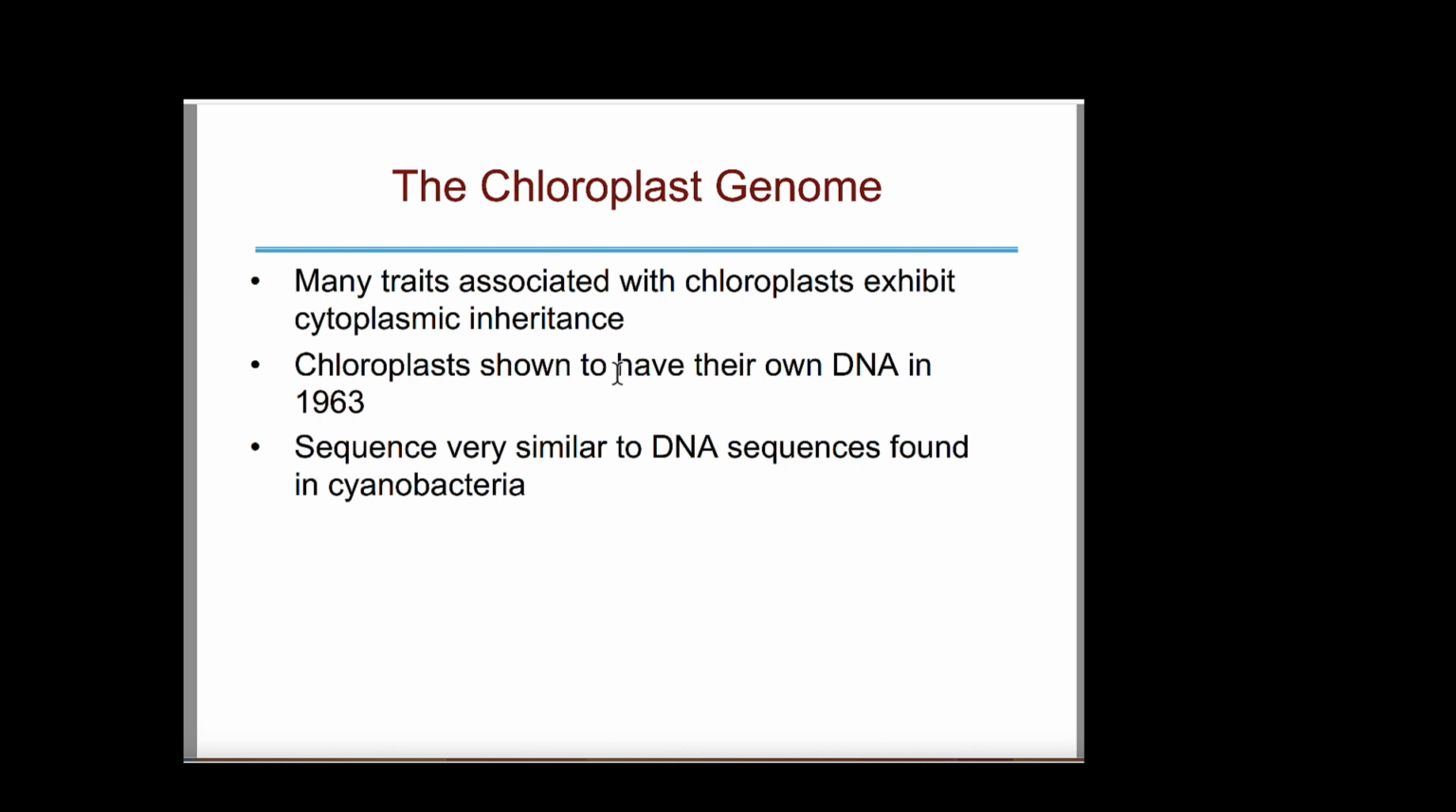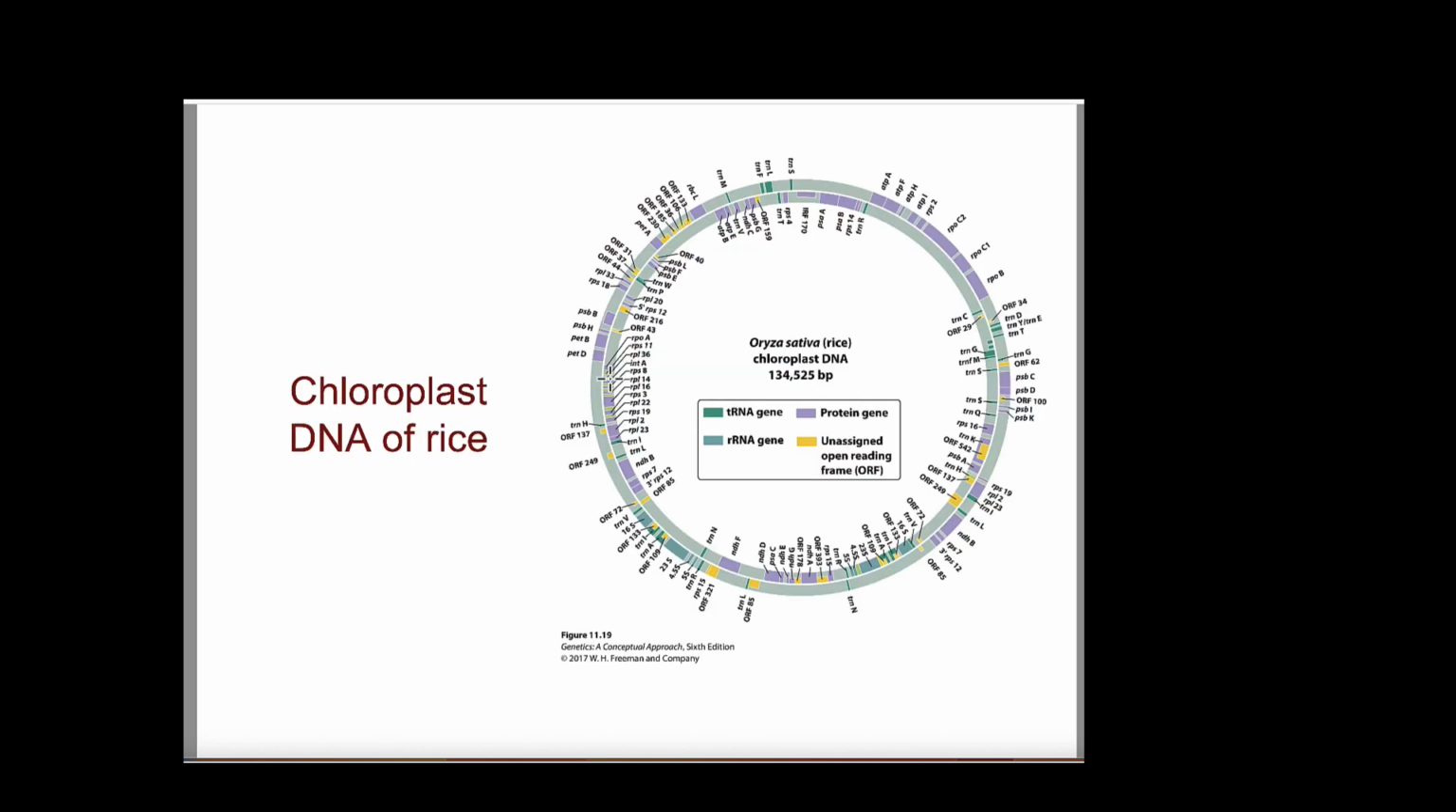In chloroplasts, there are also instances that produce traits, but they're of course in plants, right? This is associated with cytoplasmic inheritance of chloroplasts having their own DNA and therefore experiencing issues or symptoms with that as well. And this is a diagram of the mitochondrial DNA for rice.